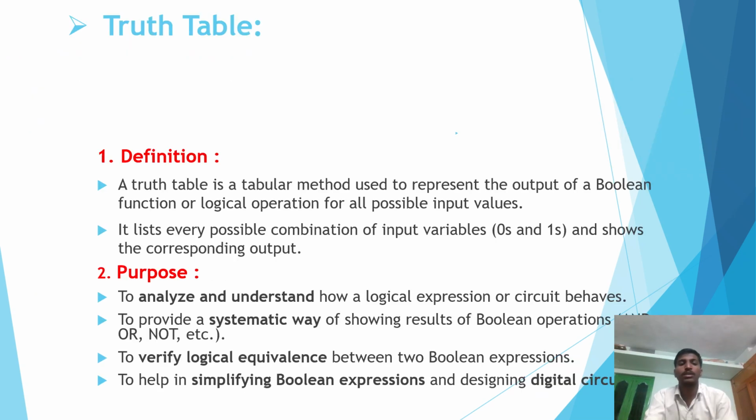Truth table. First, definition. A truth table is a tabular method used to represent the outcomes of a Boolean function or logical operations for all possible input values. It lists every possible combination of input values and shows the corresponding outputs.